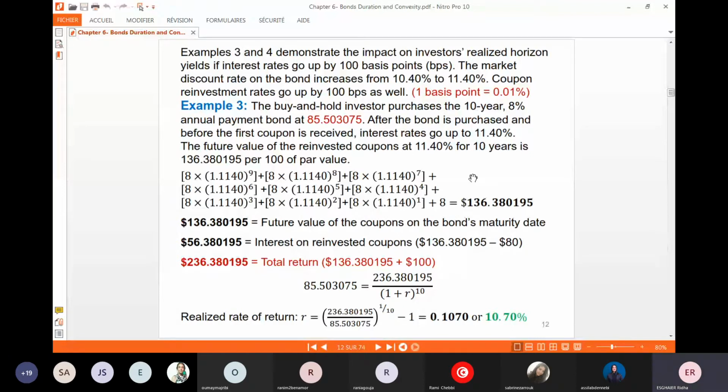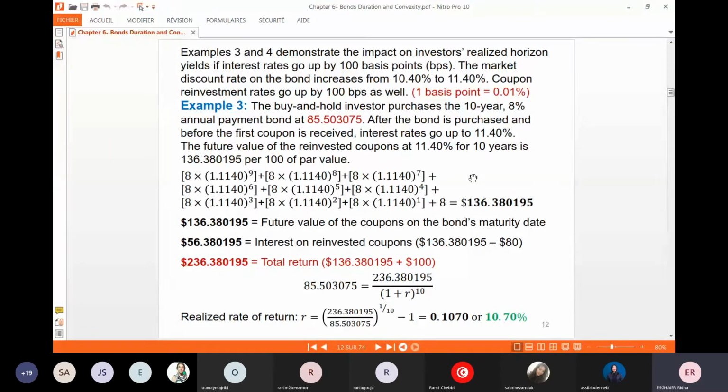1 percentage point is 1% that we add to the previous rate. Now, if we assume that the interest rates in the market will grow by 100 basis points, they will grow by 100 times 0.01%, they will grow by 1%, from 10.4 to 11.4.